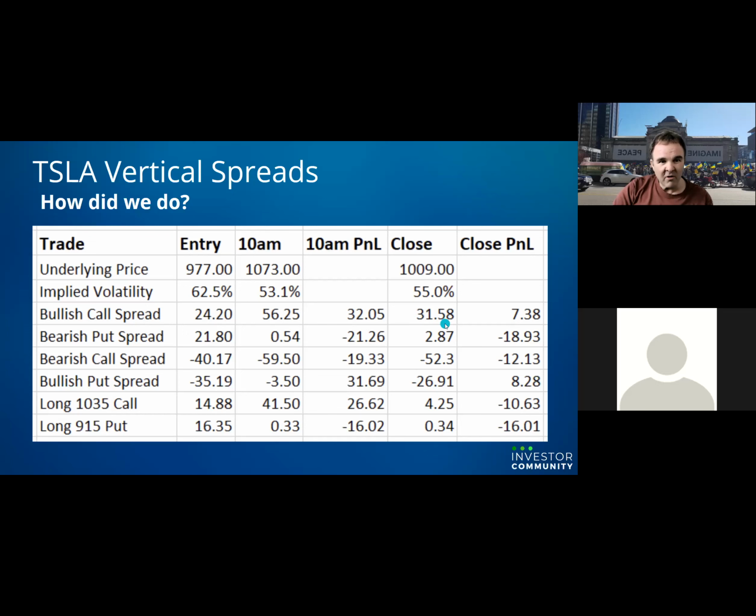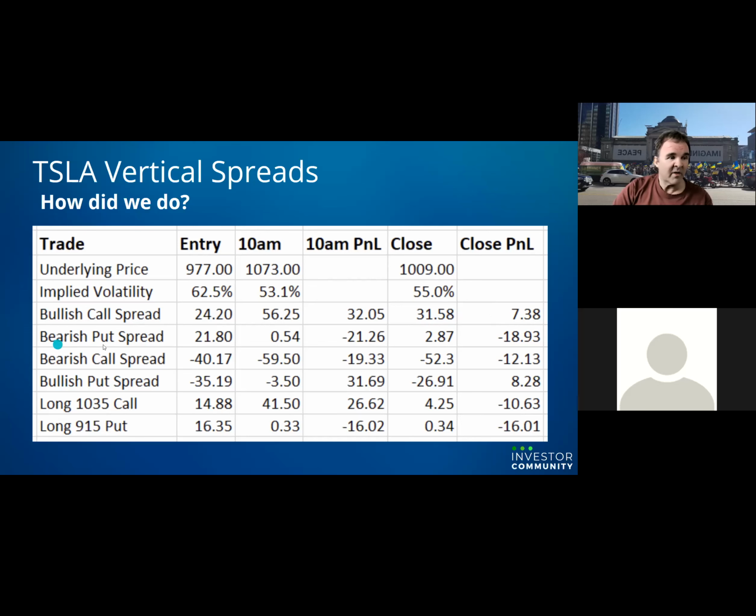But by the close, this thing was only worth 31.50, right? When the stock price had gone from 10.73 to 10.09, that was worth 31.58 for a profit of $7.38. So that dropped off a lot.